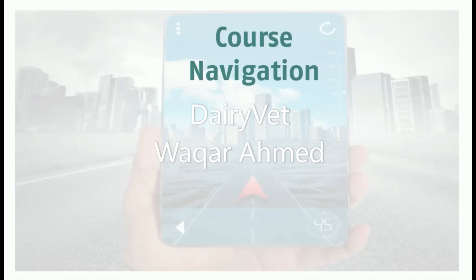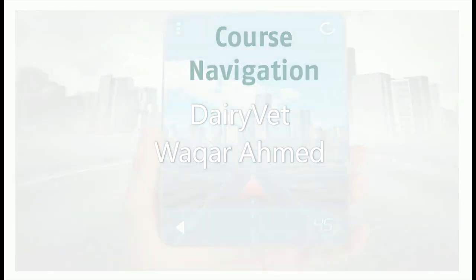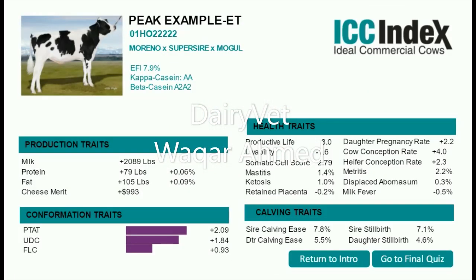Let's go over how to navigate this course. Everything is branched from the sire proof page. You can click anywhere on this landing page to learn more about specific content, including on numbers, headers, logos, and any text.